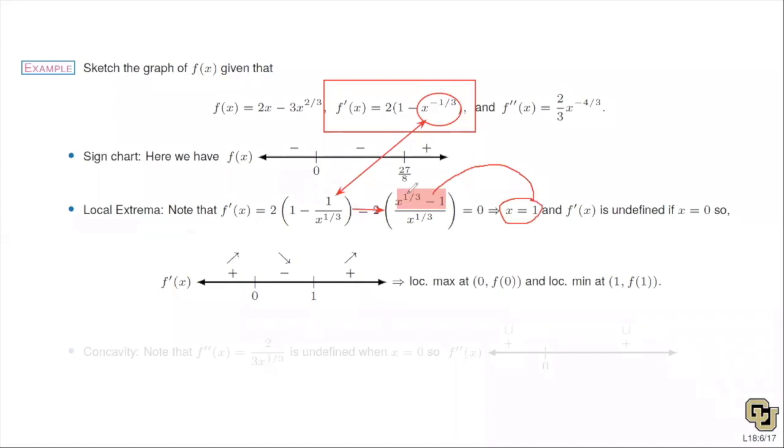And then I ask myself, when is the denominator 0? And here, the denominator is 0 when x equals 0. And these are both points that are in the domain. The domain of the function here is all real numbers, so these are critical points. And so I need to classify them.